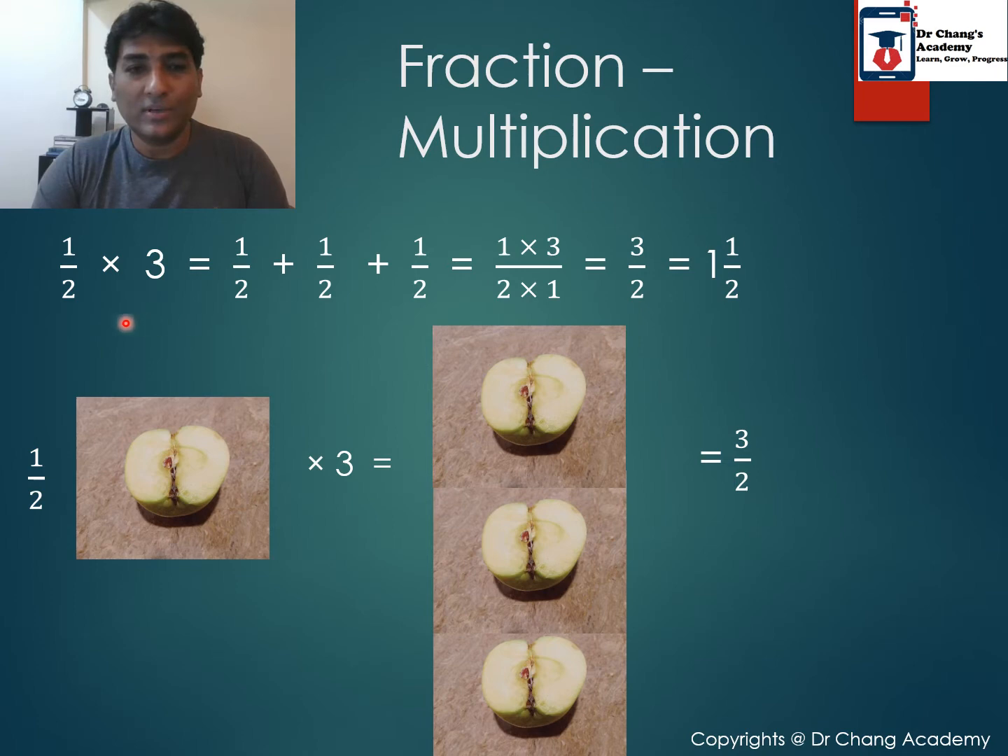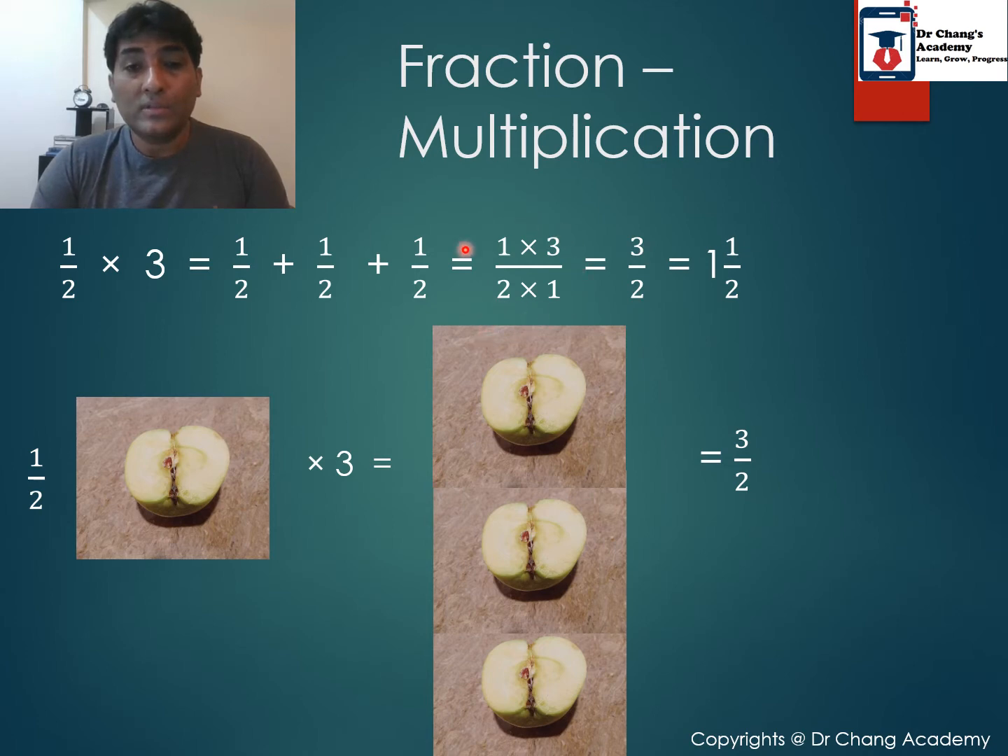This is usually how you get the problem: half multiplied by 3. When we say half 3 times, what it actually means is adding half 3 times. So multiplication is repeated addition too. I have just added this for you. Generally we don't do this, but this is just for you to see conceptually. When we add 3 times half, it becomes 3 halves.